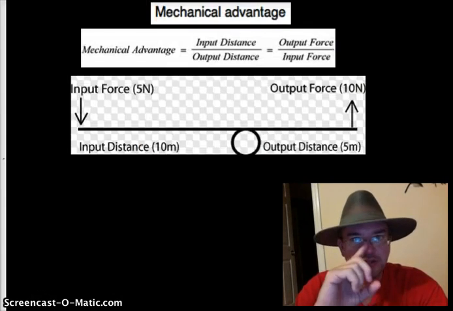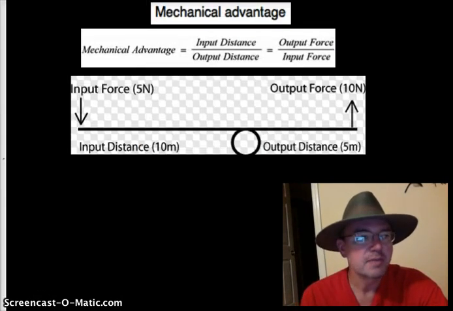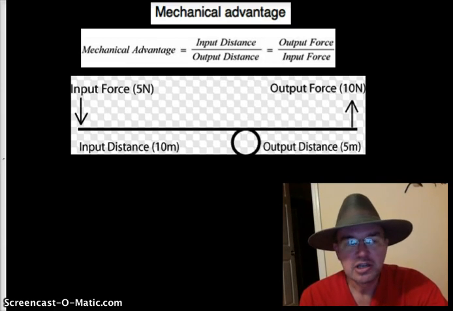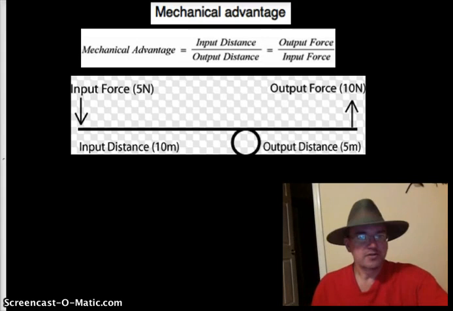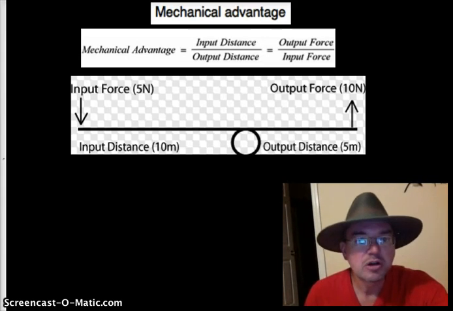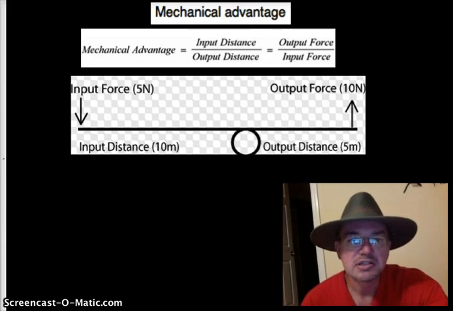Okay, final thing before we get to calculations is going to be mechanical advantage. Scientists and engineers use a number called the mechanical advantage to help make effective machines. Now, mechanical advantage, yes, we have another formula, and believe me, we'll work on this in a little bit, and we'll spend class time with formulas such as these.